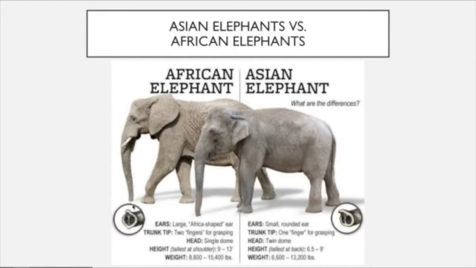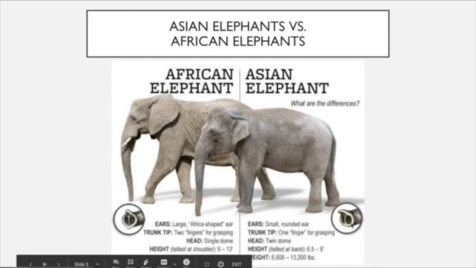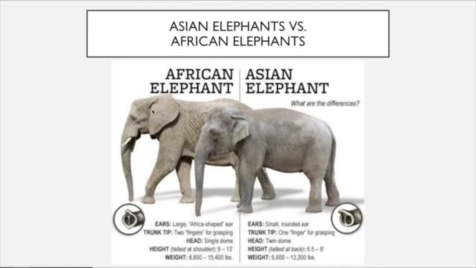The African elephant's trunk has 2 fingers for grasping, that's the top and bottom point. And on the Asian elephant, they just have the 1 finger for grasping. If we look at the top of their head straight on, you can't see it from the side view here, but we'll look at some more pictures in a bit. The African elephant's head is round with 1 bump. The Asian elephant's head has 2 bumps.